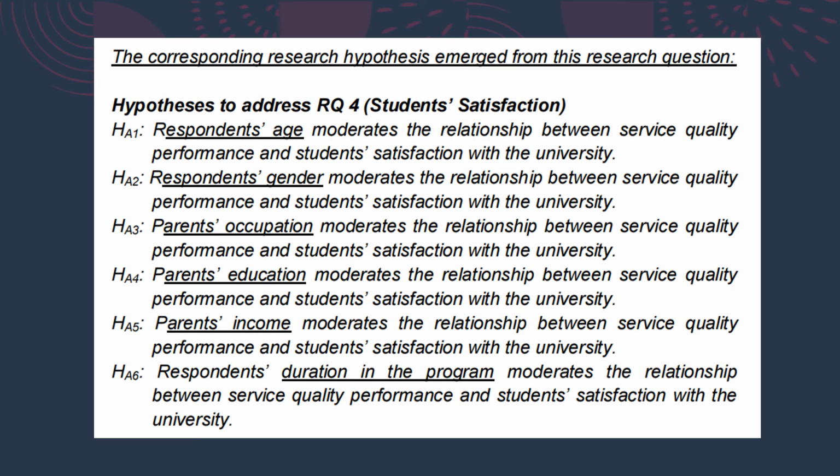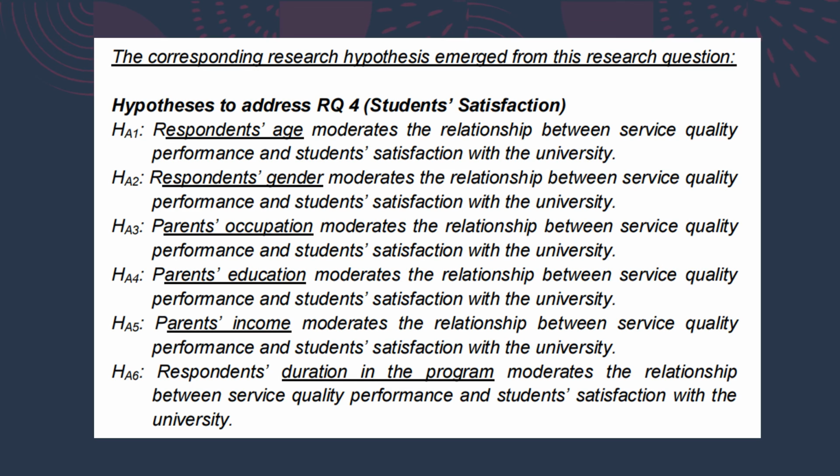HA1, respondents' age moderates the relationship between service quality performance and students' satisfaction with the university. HA2, respondents' gender moderates the relationship between service quality performance and students' satisfaction with the university. HA3, parents' occupation moderates the relationship between service quality performance and students' satisfaction with the university.